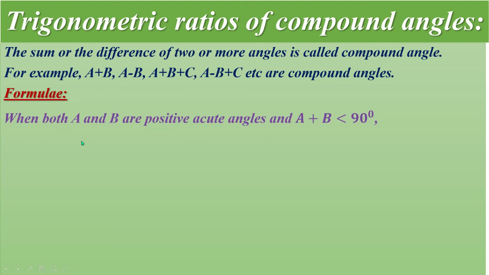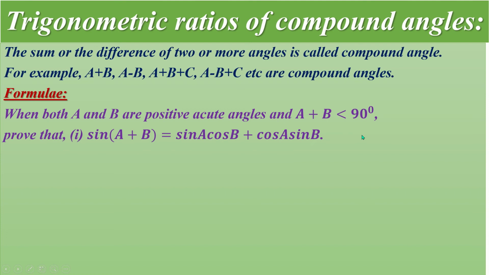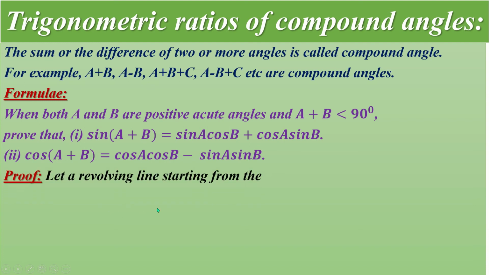Formulae: when both A and B are positive acute angles and A plus B is less than 90 degrees, then we can prove sin(A plus B) is equal to sin A cos B plus cos A sin B, and cos(A plus B) is equal to cos A cos B minus sin A sin B. Follow the proof.